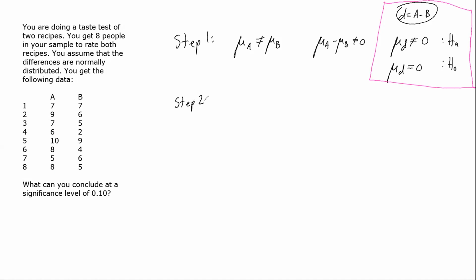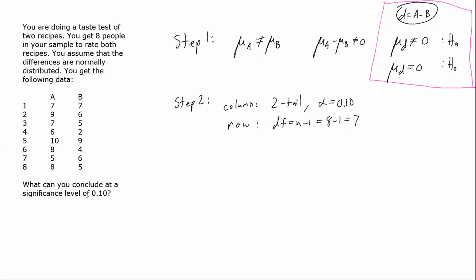Then in step 2, we're going to do the same thing we did last week. We're going to look on the t-table. So we need to know what column. What column are we in? Well, this is equals versus not equals, so this is two-tail, and we're given alpha equals 0.10. And for rho, the degrees of freedom should be n minus 1. So that's 8 minus 1, which is 7. So we need to go to our t-table and look at the two-tail alpha equals 0.1 and rho 7.